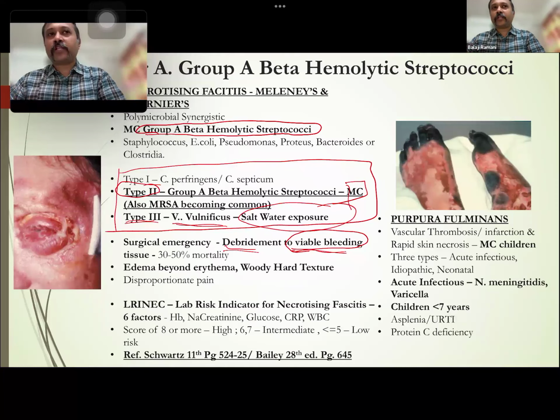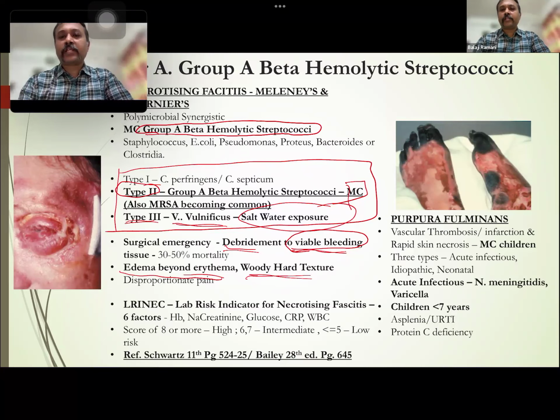That is the case of diabetes, where you try to remove as little as possible, because improvement in blood supply may lead to an improvement in the healing at the edges, which look initially non-viable. But in general, in all areas just go and cut off till the viable bleeding edges are reached. Then there will be edema beyond the erythema, and woody hard texture. So these are some of the features that will be present here.